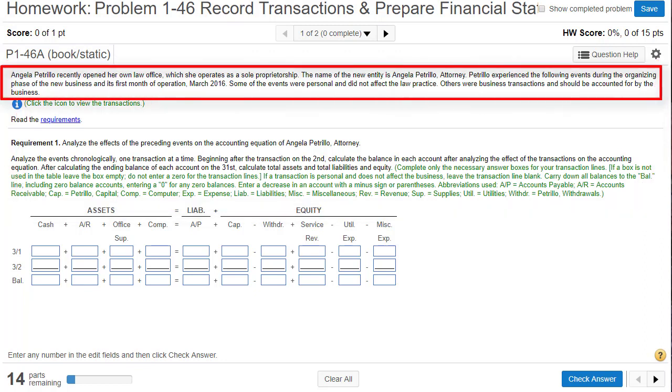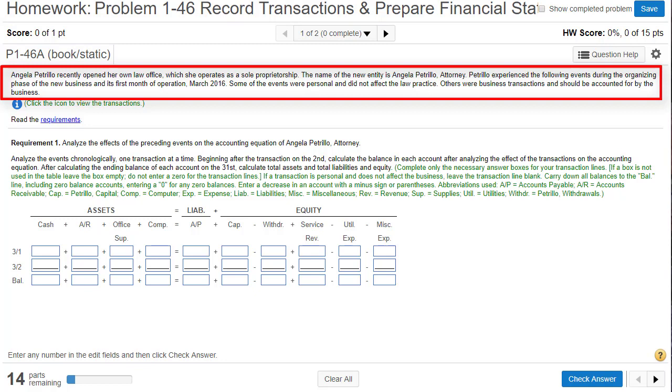Angela Petrillo recently opened her own law office, which she operates as a sole proprietorship. The name of the new entity is Angela Petrillo Attorney. She experienced the following events during the organizing phase of the new business and its first month of operation.